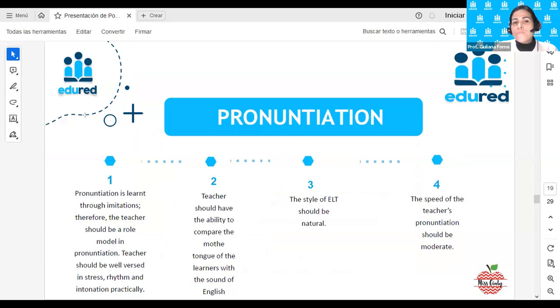Pronunciation. How to teach pronunciation? This is actually very important. As I said, we teachers are the role models in the class. They are going to imitate us because they know that we are giving them the information that they need. So first, pronunciation is learned through imitation. They are going to repeat what we're saying. They are going to move their mouth as we are doing. That's why we need to move our mouth to pronounce correctly for them to be able to repeat what we are doing.